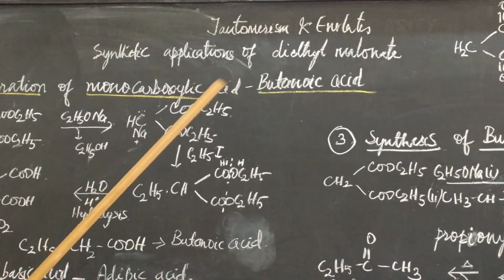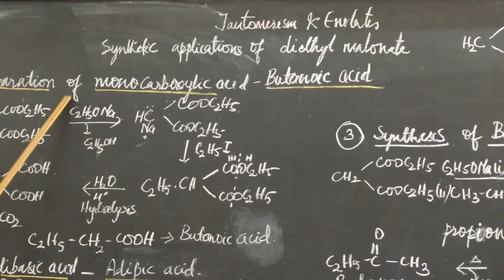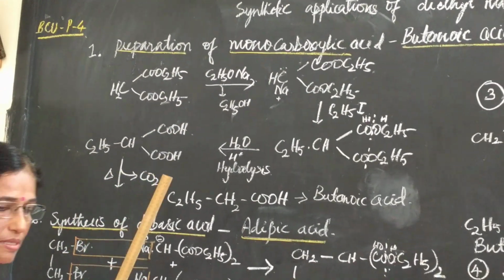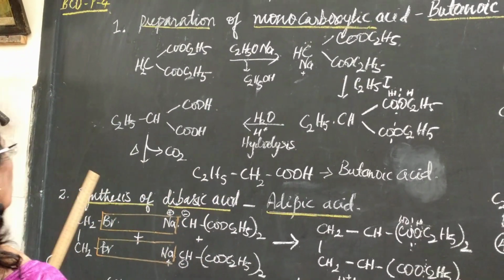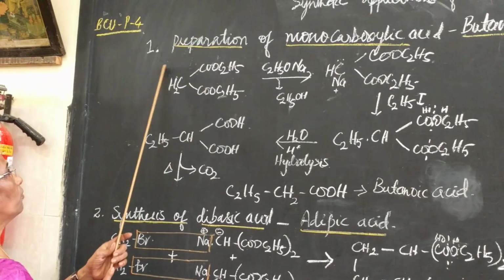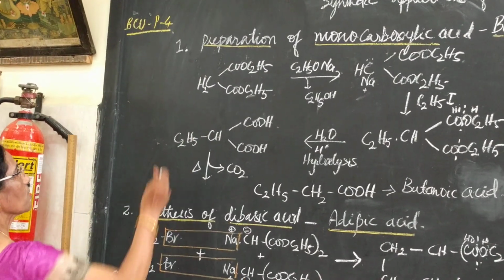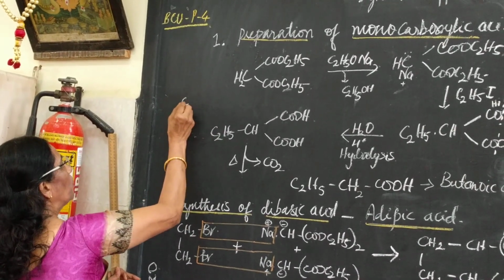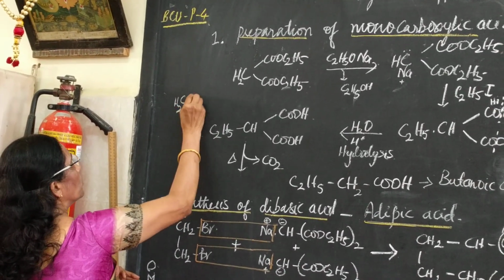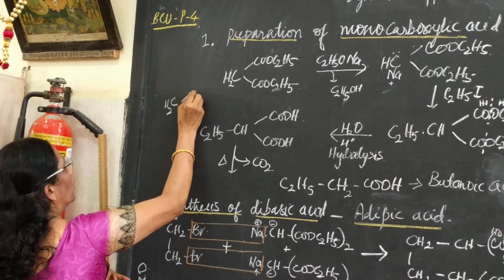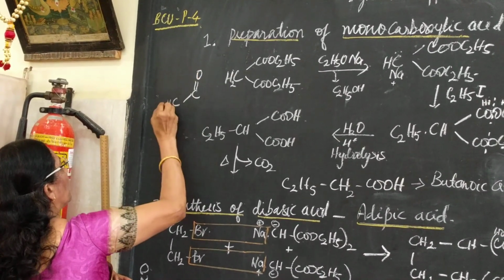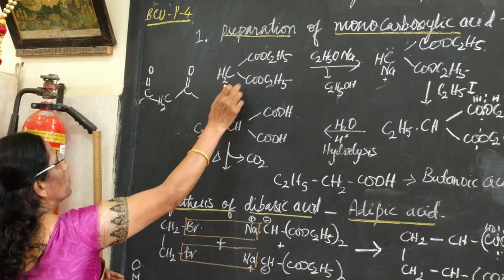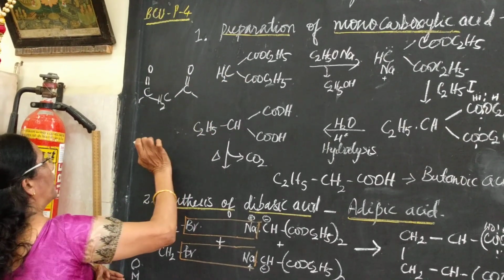Now diethyl malonate is this compound. This is your diethyl malonate, and this compound, you know that, has an active methylene group. This is called a methylene group. Why do we call it an active methylene group? Because this CH2 is flanked by 2 carbonyl groups. These are the 2 carbonyl groups.